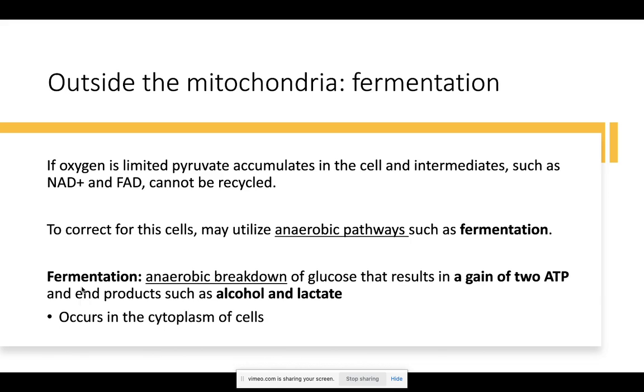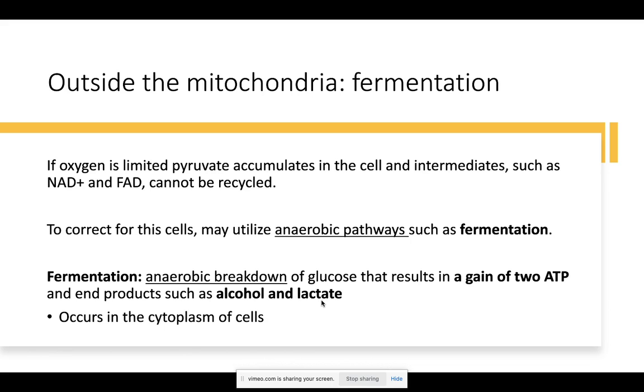So if oxygen is limited, pyruvate accumulates in the cell, and intermediates such as NAD plus and FAD cannot be recycled. To correct for this, cells may utilize anaerobic pathways such as fermentation. So we know that fermentation is an anaerobic process. Fermentation is going to yield alcohol and lactate, but primarily I want you to know lactate, right?